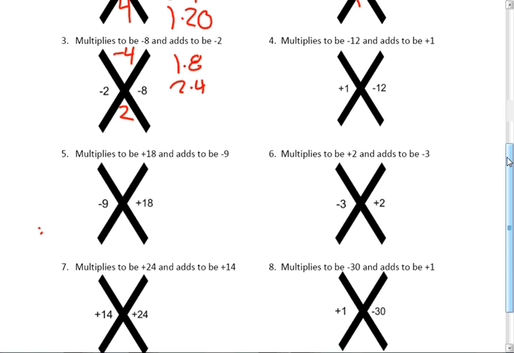Shh. You guys, please don't talk. It's still the same as 2 plus a negative 4.